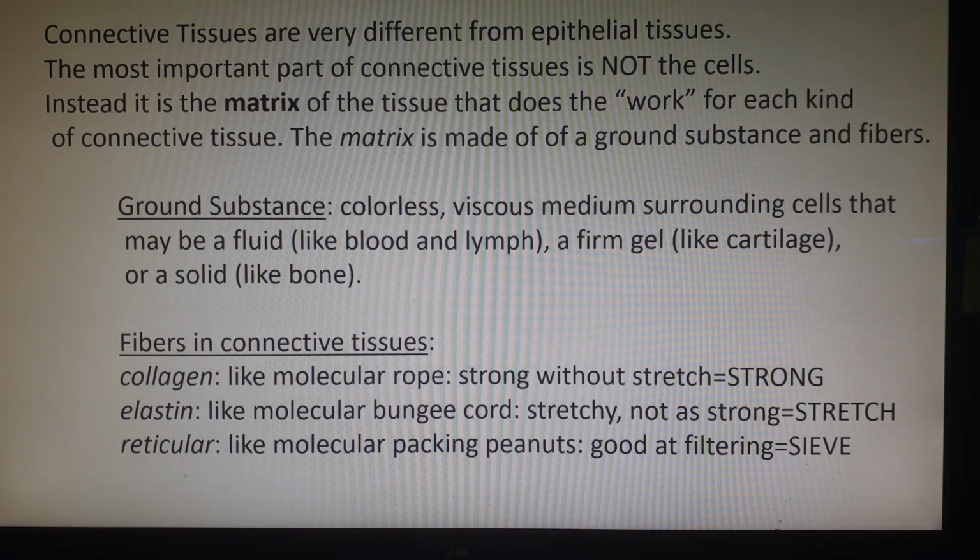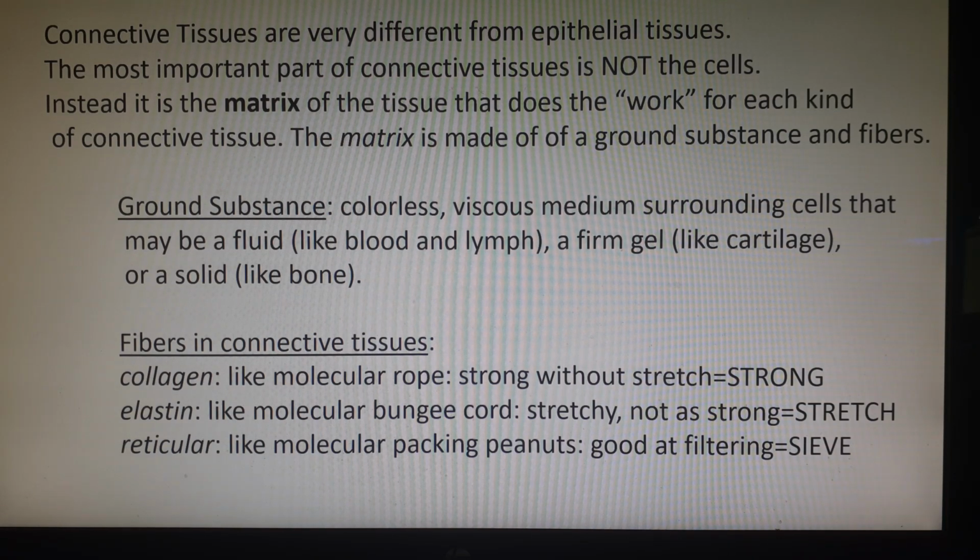And then in that ground substance are going to be the cells and protein fibers. The protein fibers are critically important to a connective tissue being able to hold you together. The three protein fibers you're going to see are collagen fibers. I like to think of these as molecular rope. And if you think about a rope, it's very strong, but it doesn't do a whole lot of stretching. The second fiber is elastin fiber, and you can tell from its name it's going to be springy and stretchy and elastic. So it's kind of like a molecular bungee cord. It's very stretchy, but it's not as strong as collagen.